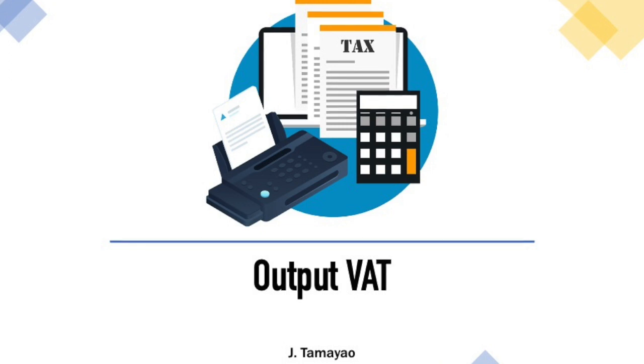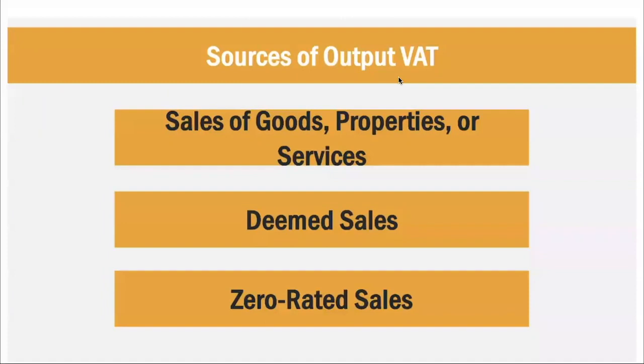Okay? So what are the sources of your output VAT? Under the law, we have these three items that are the sources of your output VAT. First, we have your sales of goods, properties, or services. Next, we have your deemed sales. Next, we have your zero rated sales. Although we already touched upon your sale of goods, properties, or services before, we will still need to at least refresh our minds on what are these items. And then what is new for this output VAT is your deemed sales and your zero rated sales.